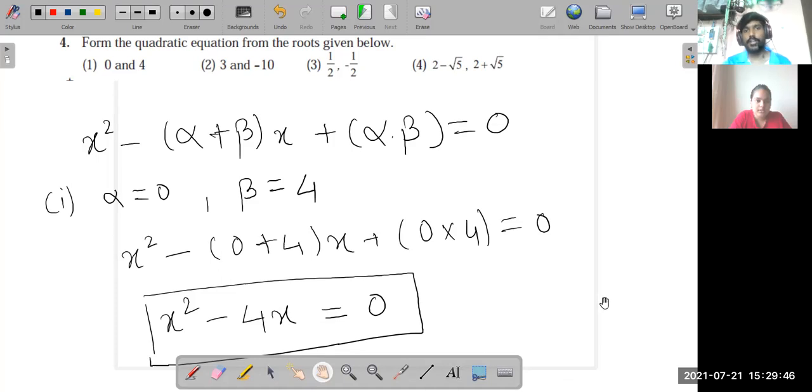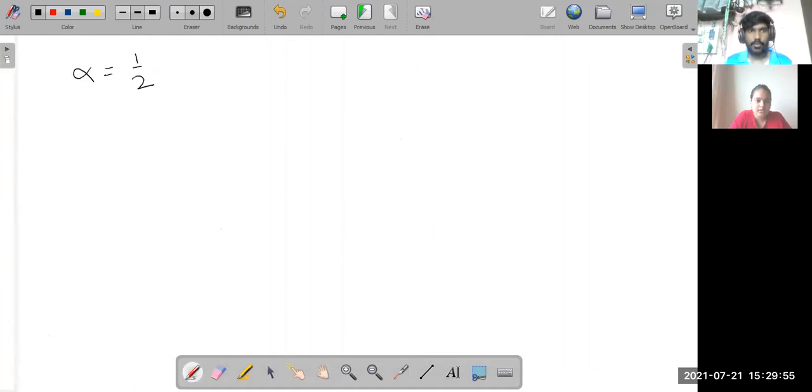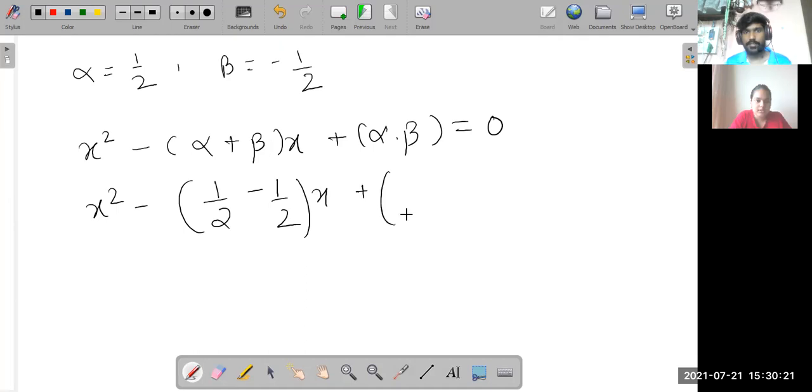Okay, so let's do the third one. 1 upon 2 and minus 1 upon 2. So alpha is 1 upon 2, beta is minus 1 upon 2. Okay, so we'll write the formula first. x square minus (alpha plus beta) into x plus alpha into beta is equal to 0. So it will be x square minus (half minus half) x plus half into minus half is equal to 0.